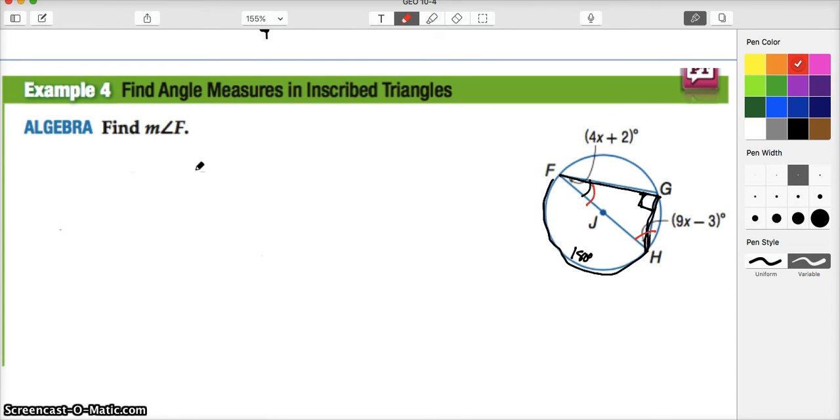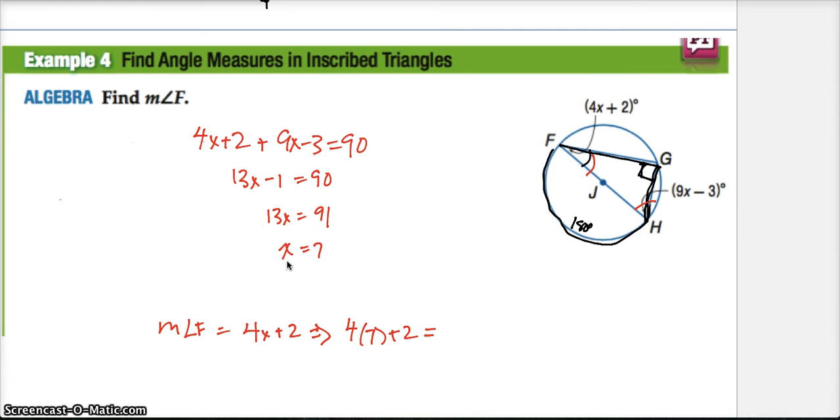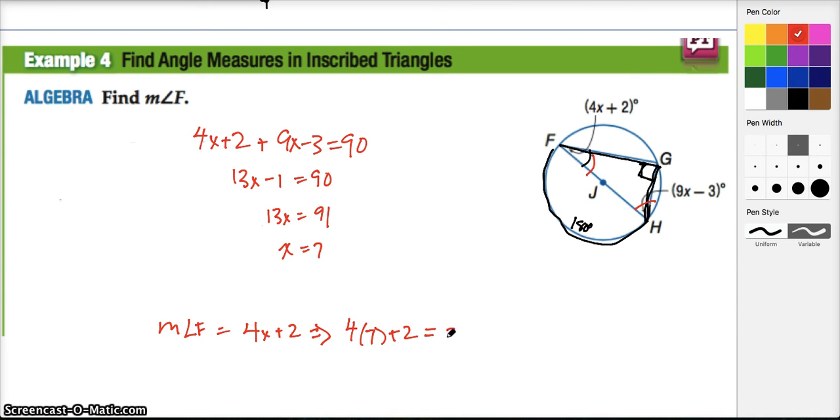I'm going to take these two angles, add 4x plus 2, then add to that 9x minus 3, and I recognize that that's going to be 90 degrees. With some algebra, I'm going to join some like terms here. 13x minus 1 is equal to 90. Then I get 13x is equal to 91. X, I believe, is equal to 7. With x being equal to 7, we now can find F by simply substituting in 7 for the value of x in F. So 4 times 7 is 28 plus 2 is 30. We can say that this is a 30-degree angle.